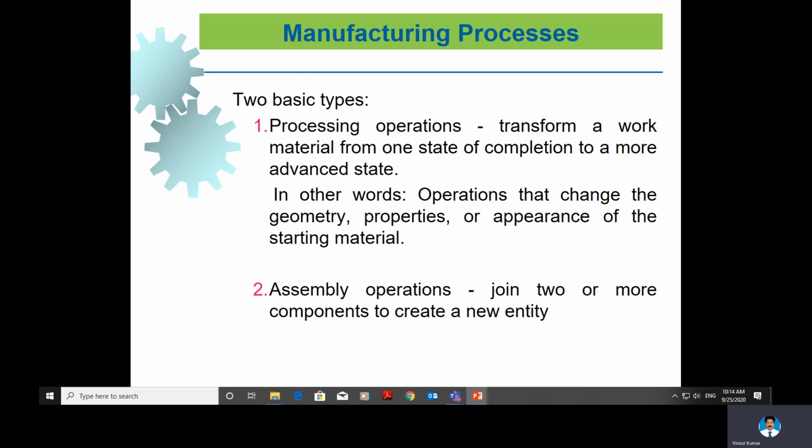Now we come to manufacturing processes. Basically, there are two types. The first one is the processing operation. It changes the shape and size of the material, changes the property of the material, and changes the finish of the surface. These are called processing operations, affecting geometry, appearance, and properties. Then we come to assembly operations. When we make several products and connect them together, we call it assembly operations.